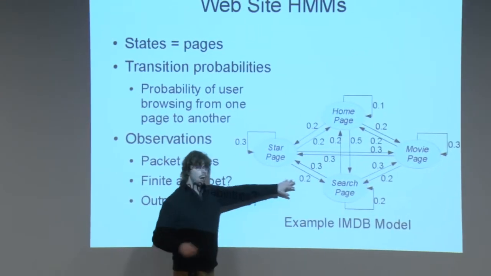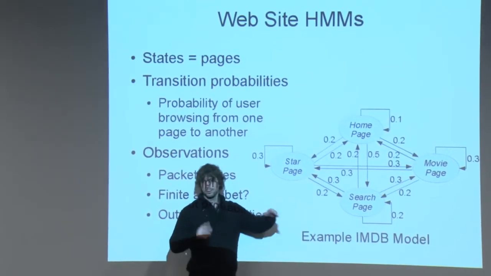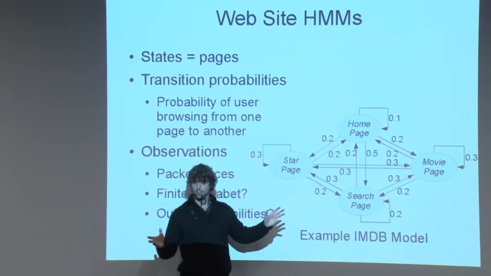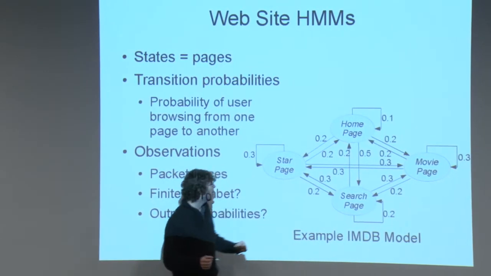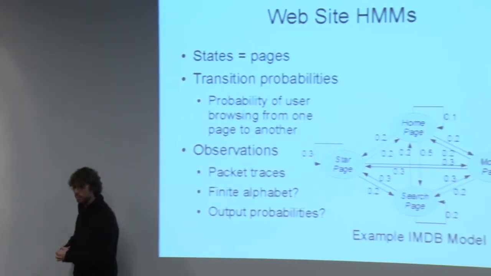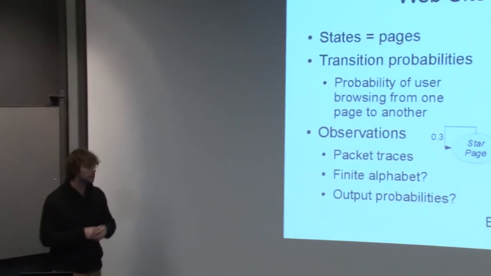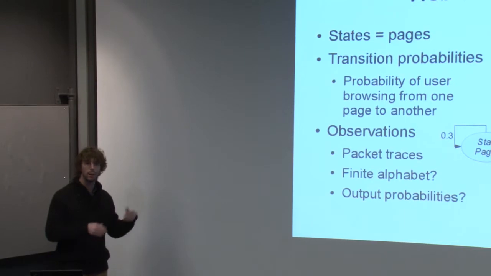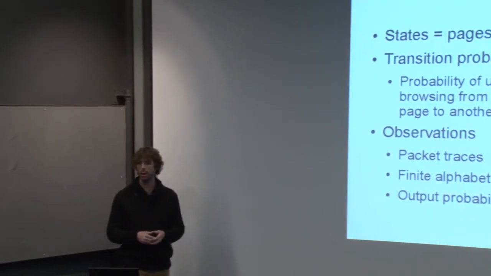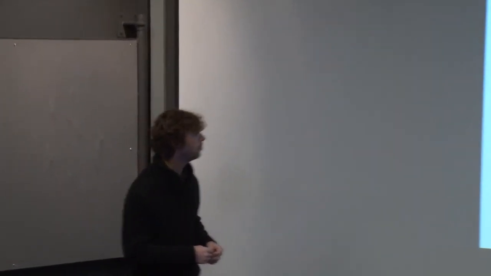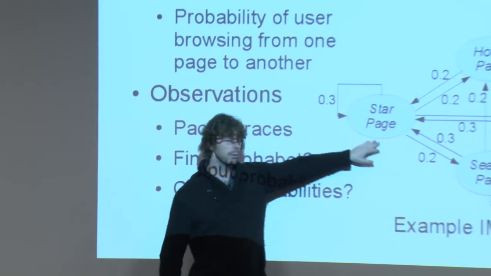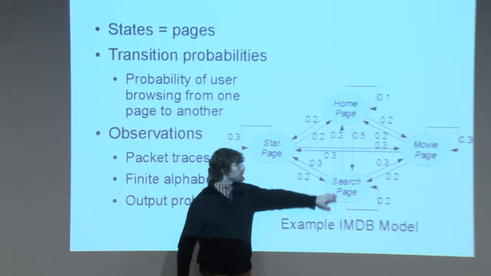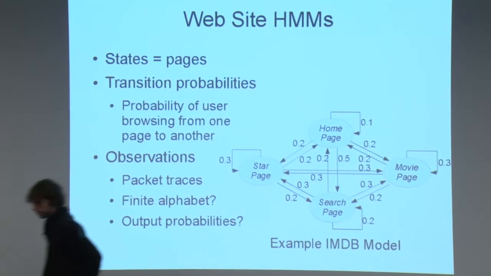And then these transition probabilities will be somehow derived based on observing real user behavior, which we did not have, so we just made them up. Since we just made them up and they're inaccurate, that means that a real attack where you actually measure the probabilities will only do better. And now the observations, for the attacker, are going to be the traces that get generated when you load a star page or a search page or the home page.